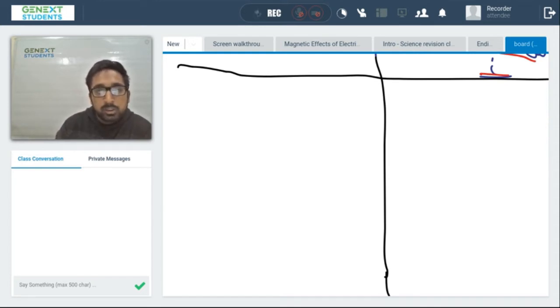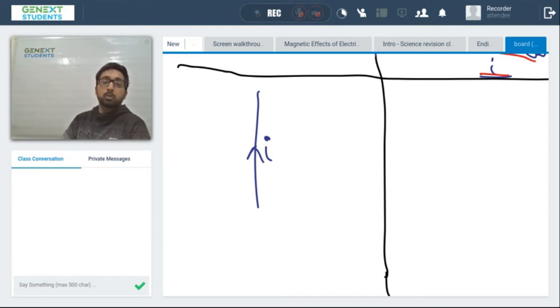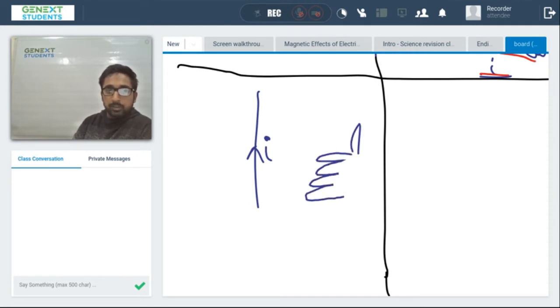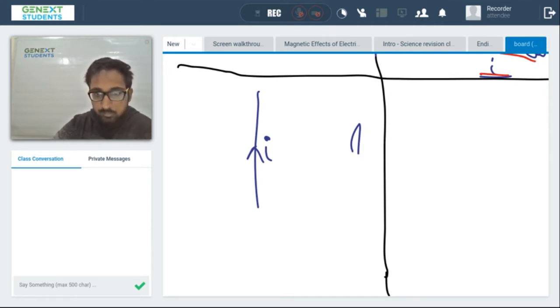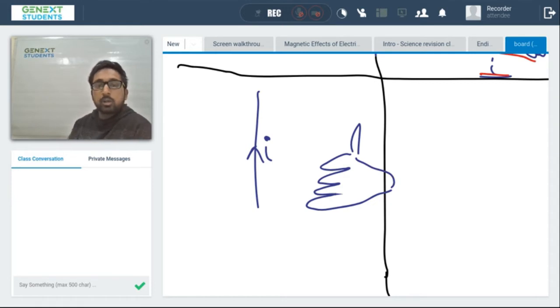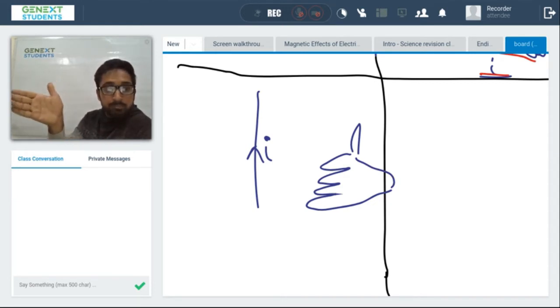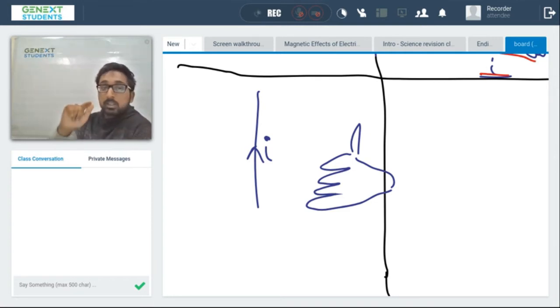All right, so in this part, if I take a current carrying conductor, let's say the current is going over here. So how do you do it? Take your right hand. This is your thumb, this is your finger. Take your right hand like this, and the thumb should be pointing in the direction of current. This is known as the right hand thumb rule. The Fleming's rule was different.